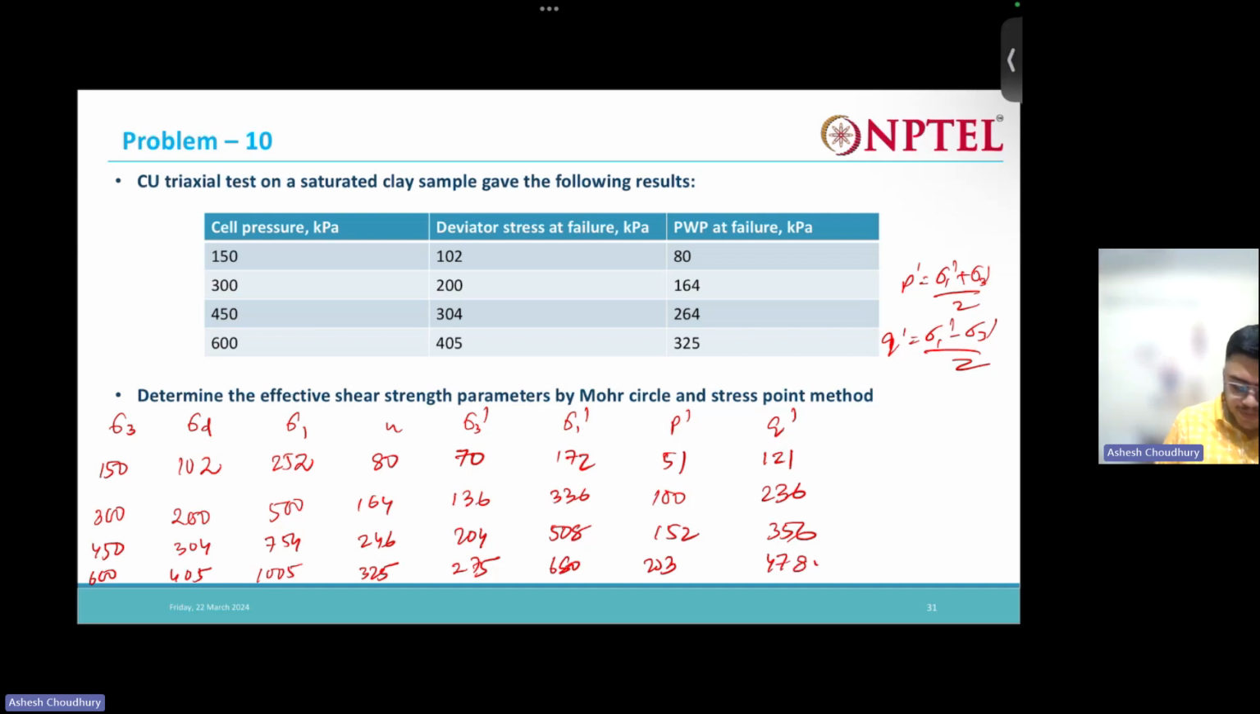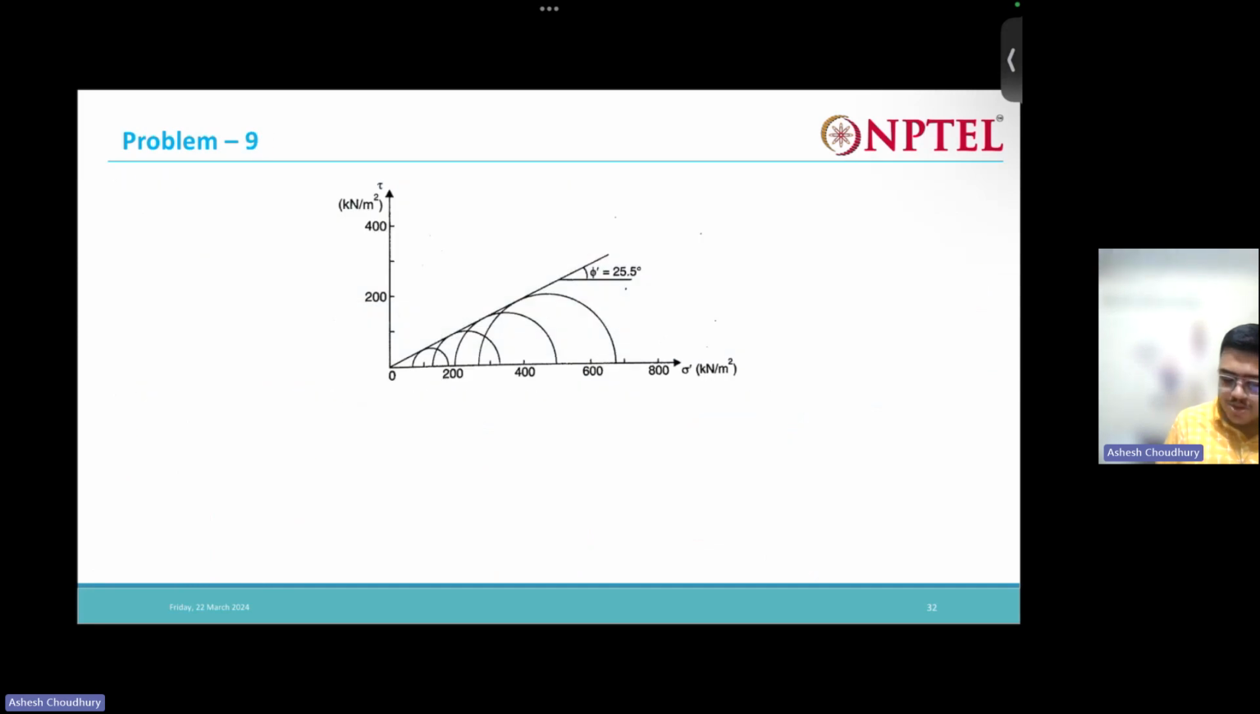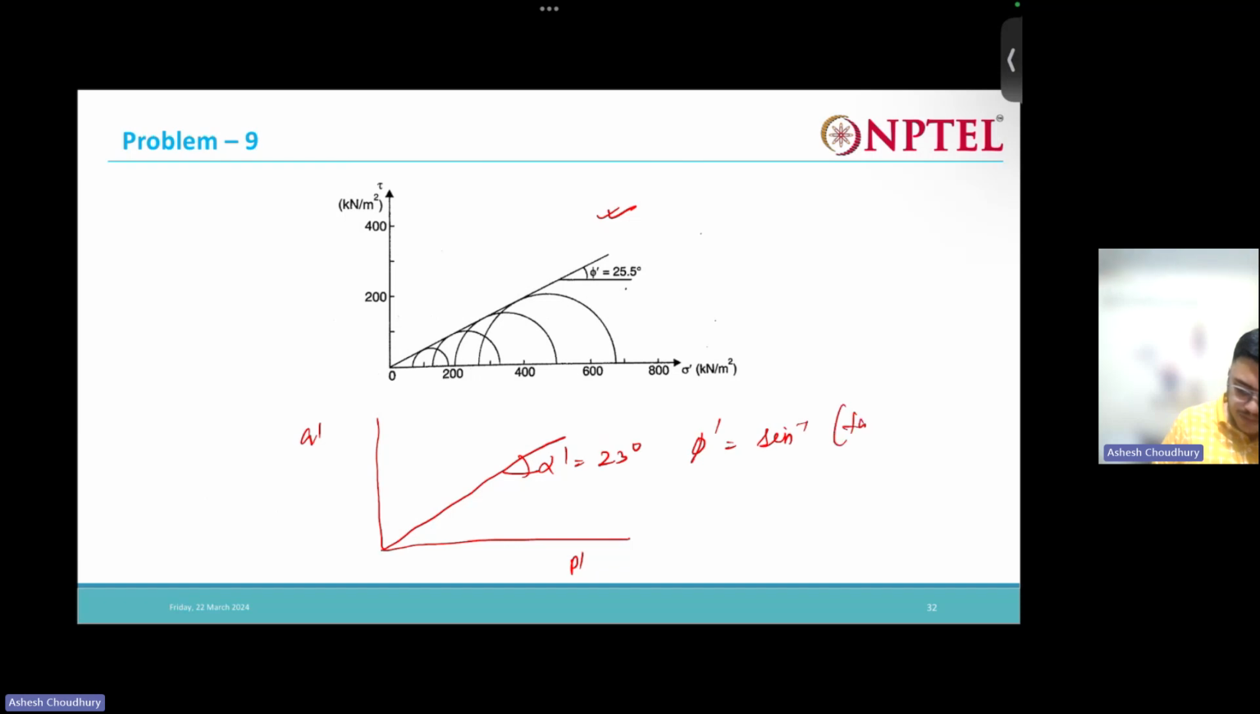Okay, now what we can do, we can solve this by two methods. One is the normal, you can plot the Mohr circles and find out the phi and c. The other method will be to plot the p prime, q prime. So we will get something like this. We get this alpha prime is equal to 23 degrees. From here we can get phi prime, 25 degrees. Okay, so like this you can get.